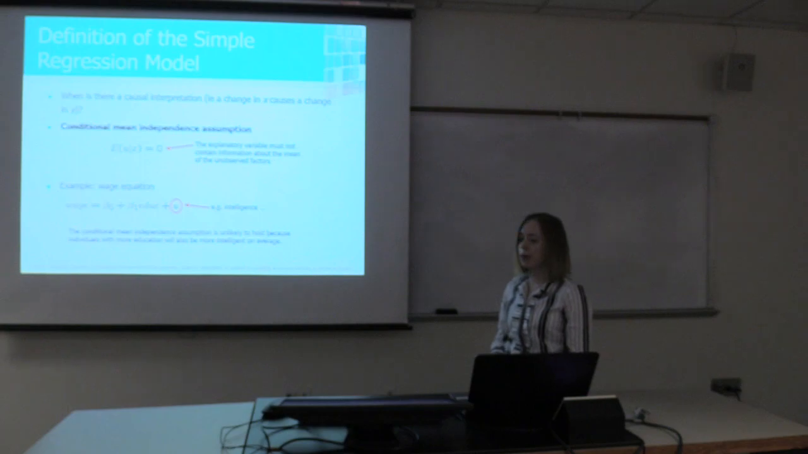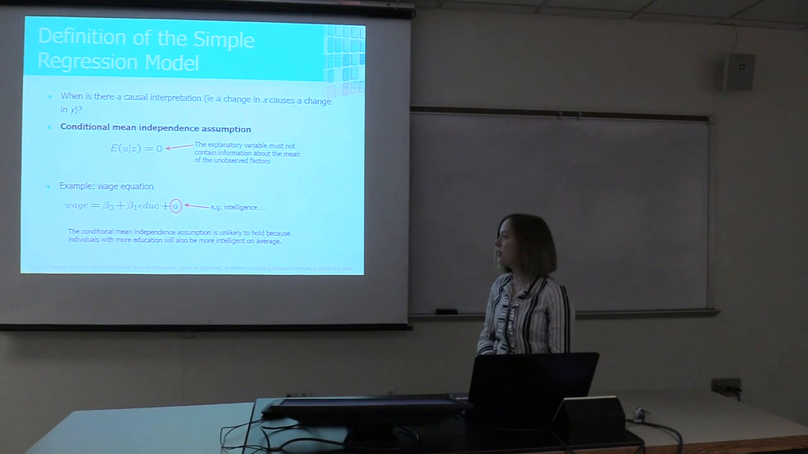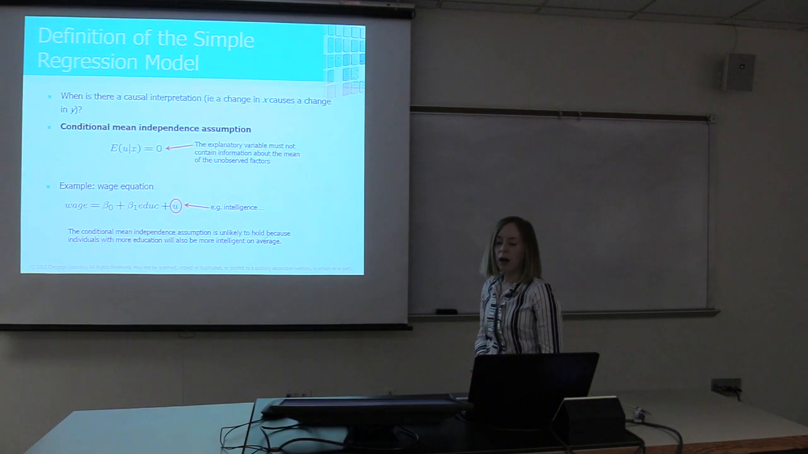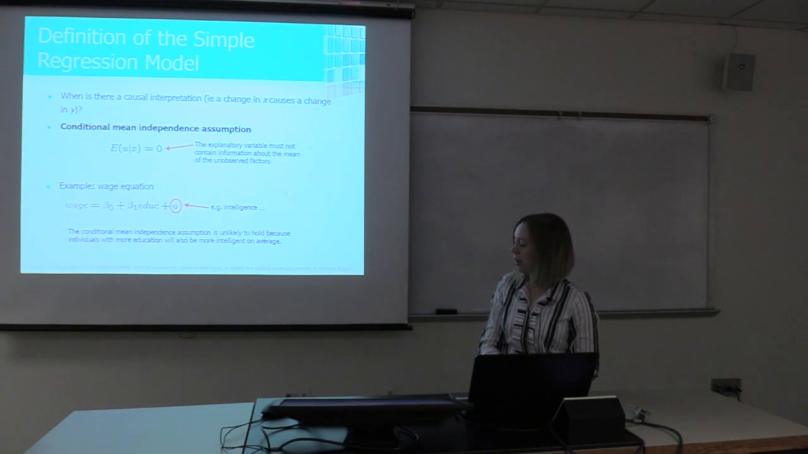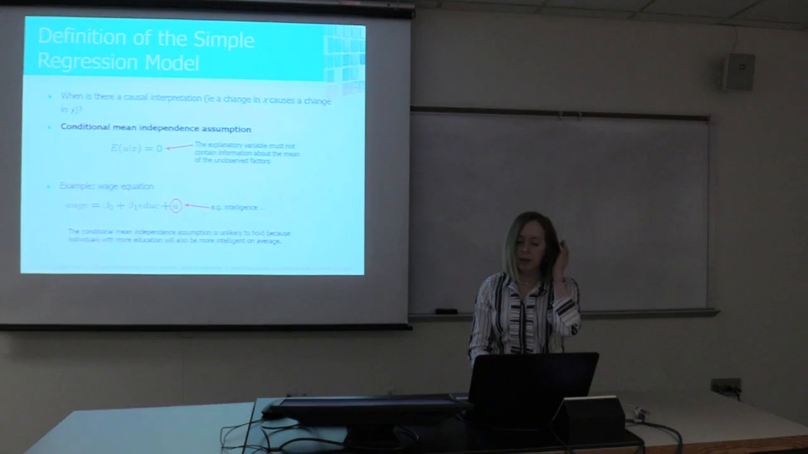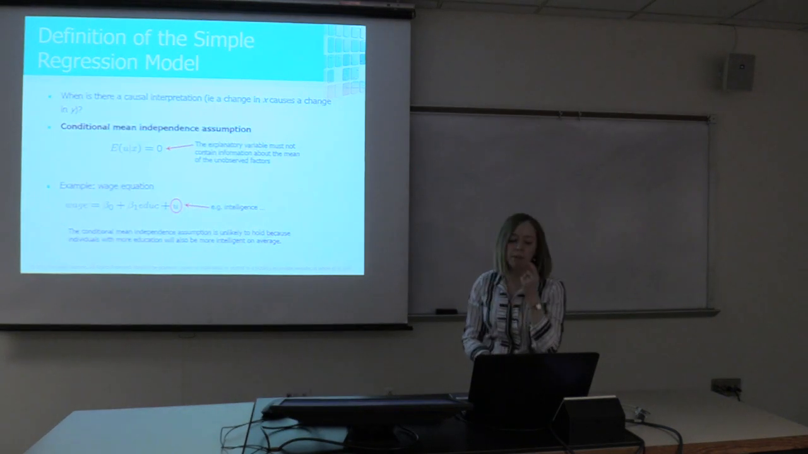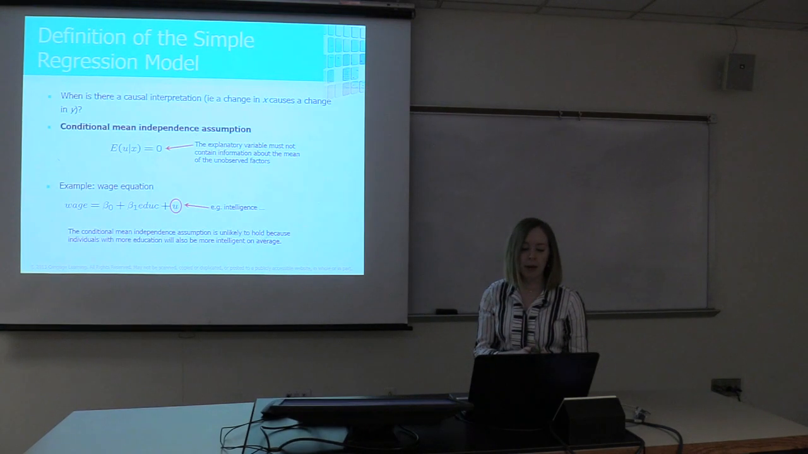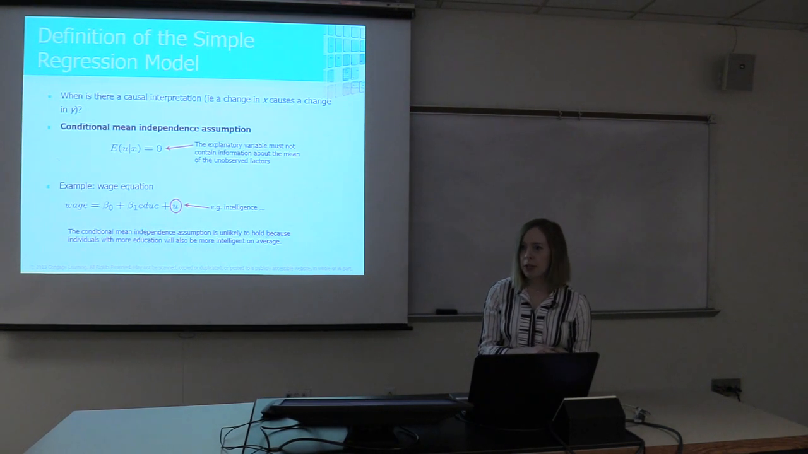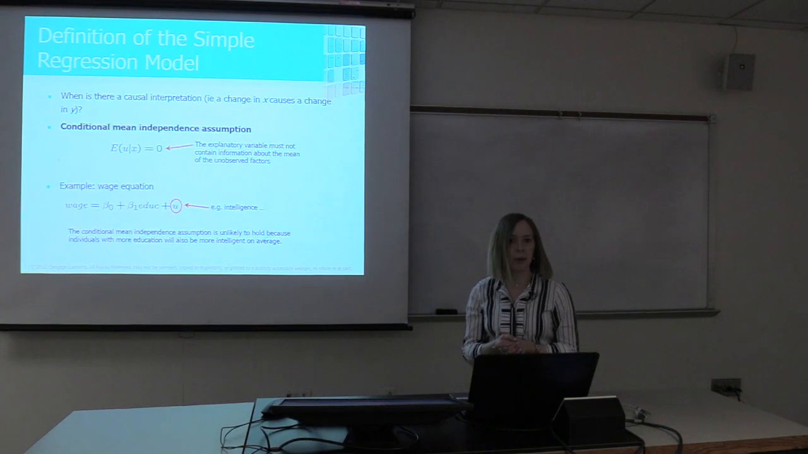So remember, we talked about correlation does not imply causation. The main assumption that needs to be met in order to decide causation is the conditional mean independence assumption. This says that the expected value of u given any value of x, so this means you're setting your value of x, say 12 years of education, then the average value of u is 0. That would have to be true.